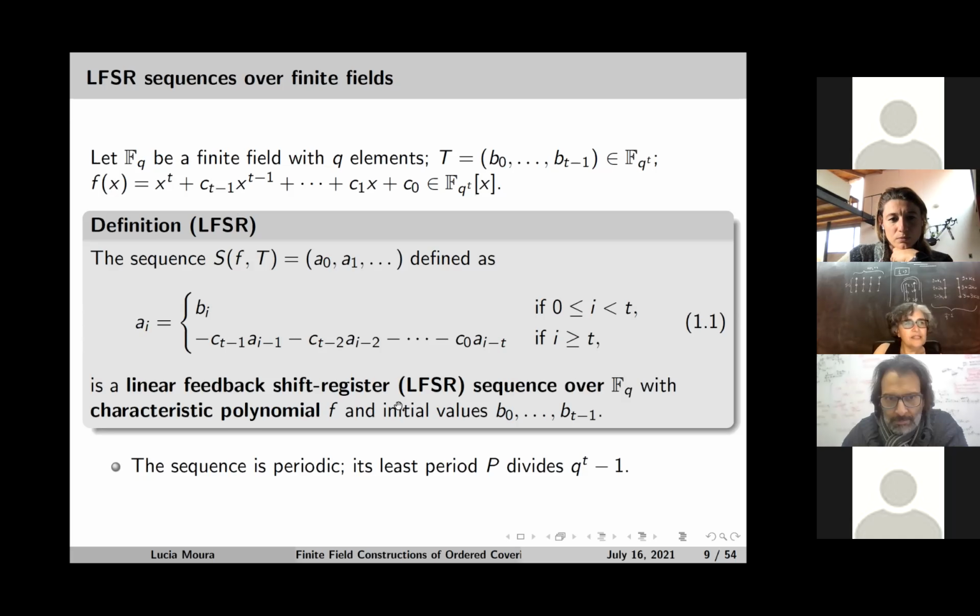So these are linear feedback shift register sequences. The sequence is known to be periodic, and the least period always divides q to the t minus 1.